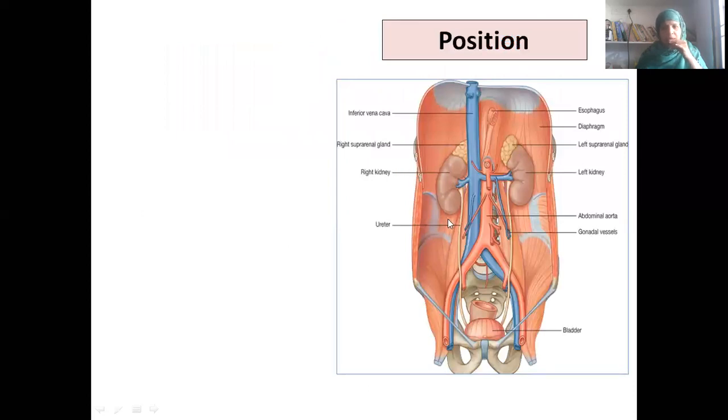So where is it present? In the posterior abdominal wall. What is the name of this muscle? Diaphragm. What is the name of this muscle? Psoas major. What is the name of this muscle? Quadratus lumborum. This muscle? Transversus abdominis. Psoas major, quadratus lumborum and transversus abdominis.